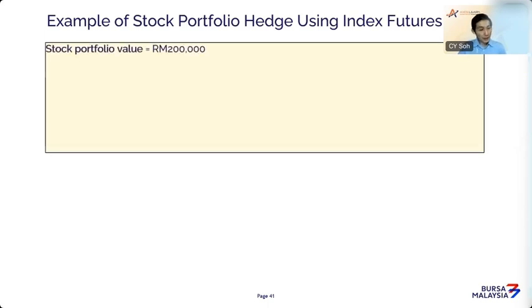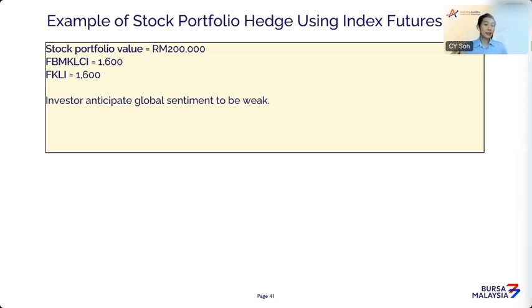Now, very simple. Let's assume before Black Monday, or currently, say today the market is very high, you are not quite comfortable, and you might be thinking the market is coming down. Today your total portfolio value is 200,000, the current FBM KLCI is 1,600, and FKLI is also 1,600. You anticipate the global sentiment tends to be weak, or for whatever reasons the data is not strong, GDP is weakening, or any other factors that seem relevant to you.